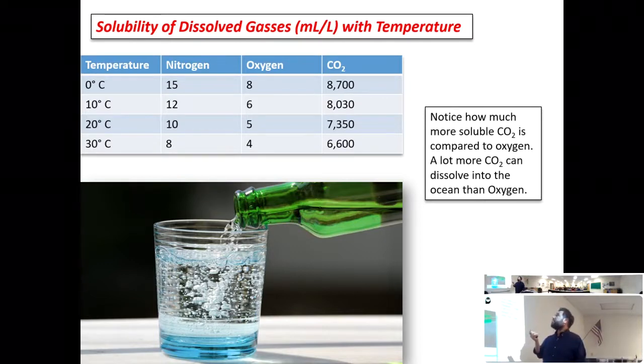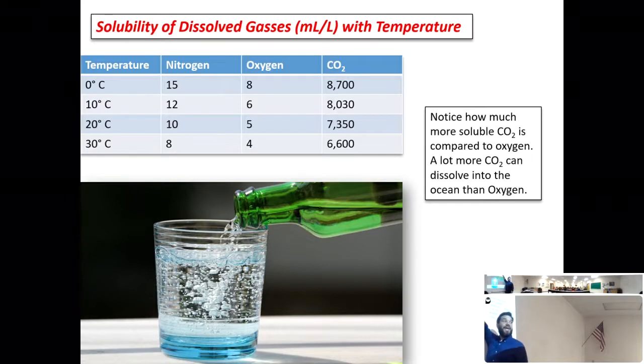10 milliliters per liter, okay? A milliliter per liter, that's 1 in 1,000, so per mil, okay? So 10. How much oxygen? You can get 15 milliliters of oxygen per liter, okay? Look how much carbon dioxide you can dissolve into that. Isn't that nuts? Carbon dioxide is very, very soluble in water. So look at this. You can put a lot more CO2 in the water than you can put oxygen or nitrogen.